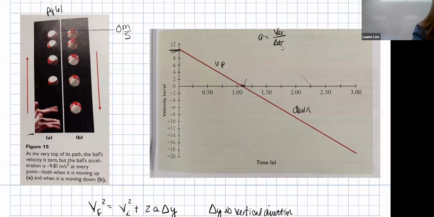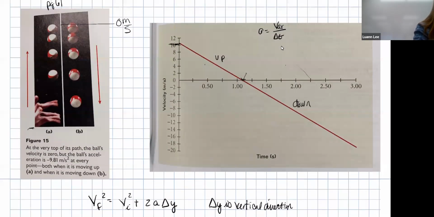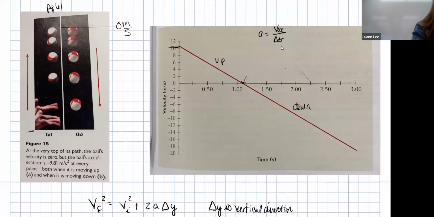Looking at another example, which is on page 61 of your book, of an object being thrown from someone's hand upward into the air. As soon as the object leaves a person's hand, there's no longer force from the hand acting on that object. So the only acceleration affecting this object is going to be g, or the acceleration due to gravity.